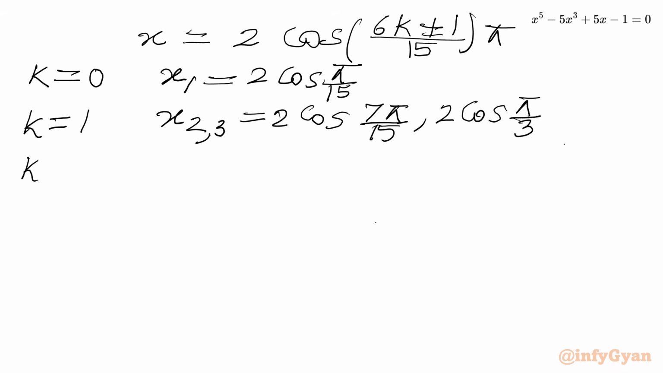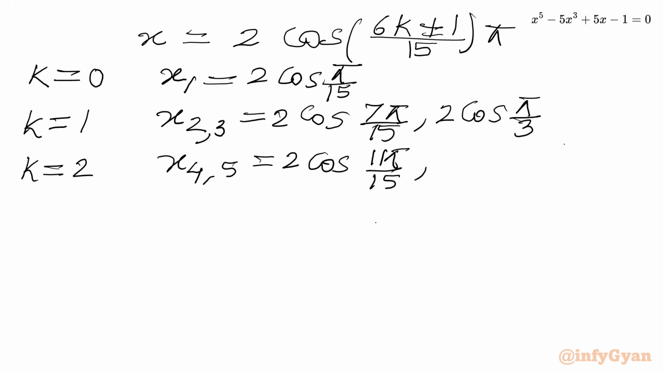Now I will put k equal to 2. So we are going to get x4 and x5. Put k equal to 2, we will get 2 cos, 12 plus minus 1. So 12 minus 1 is 11, so we will write 11 pi over 15. 12 plus 1 is 13, so we will get 2 cos 13 pi over 15.